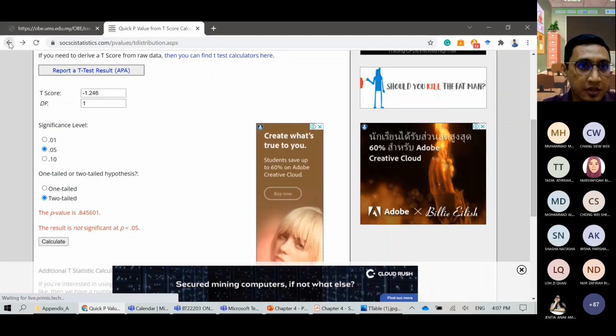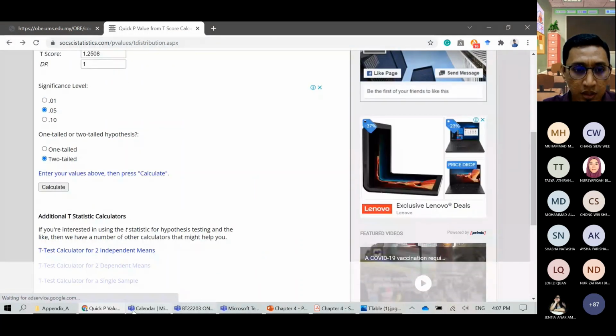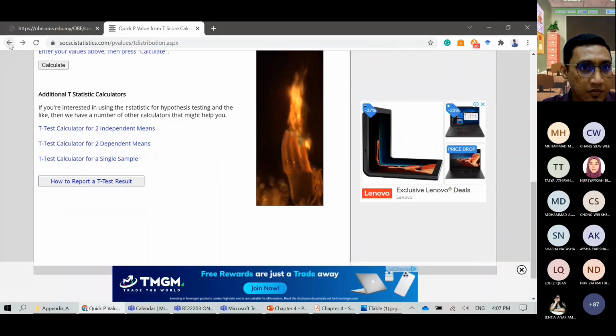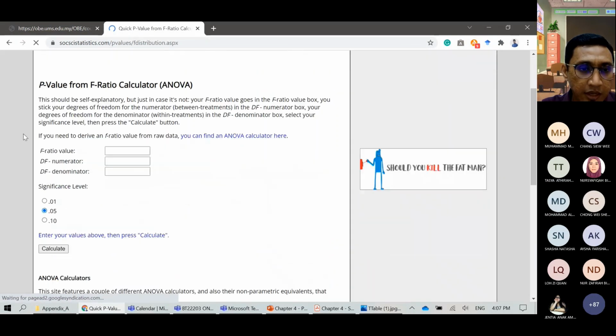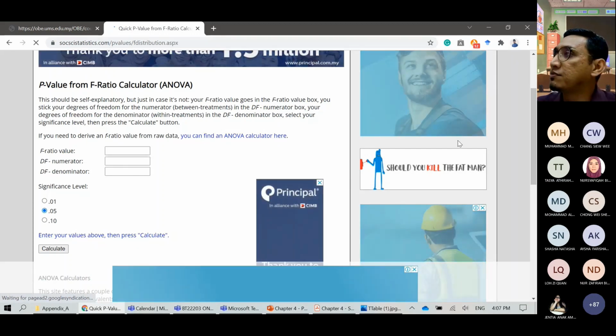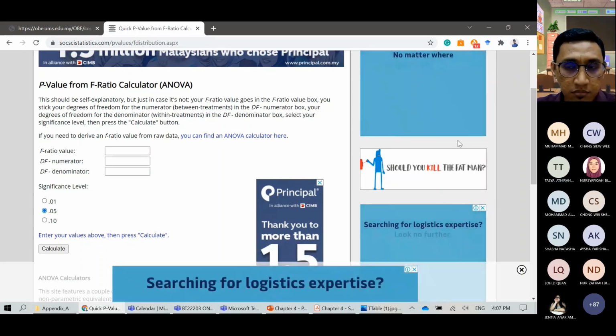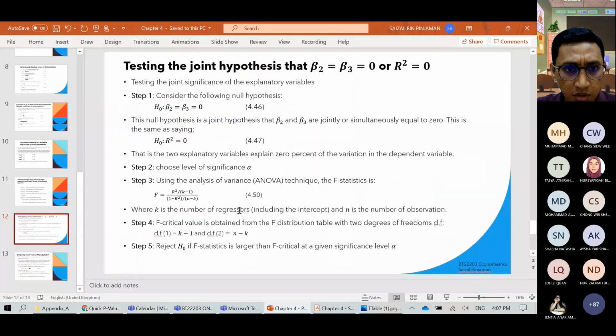For the F statistic value, just type p-value online calculator. I think you can get it. In the p-value calculator, you will have two degrees of freedom, numerator and denominator. The first degrees of freedom is equal to k minus 1, the number of regressors minus 1. The second degrees of freedom is n minus k, the number of observations minus the number of regressors.